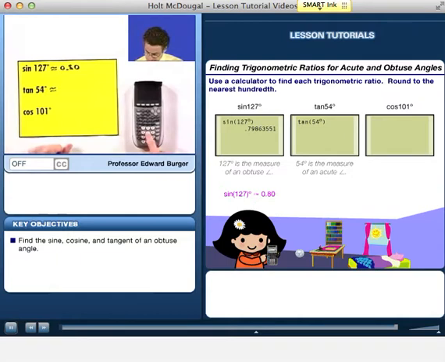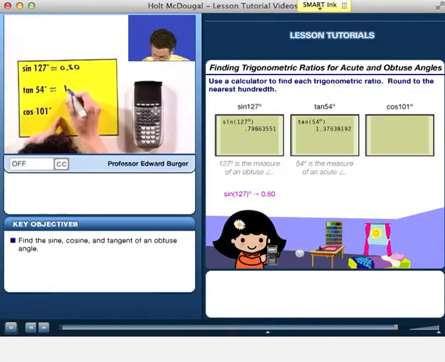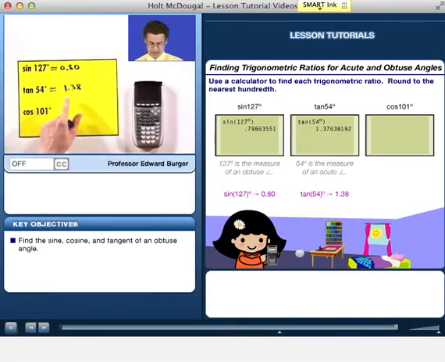Tangent of 54, and that equals, if I round it, 1.38. I'm rounding again to the nearest hundredth. So this is 1 and 38 hundredths.